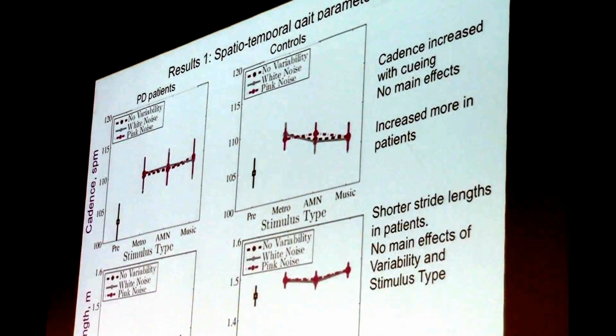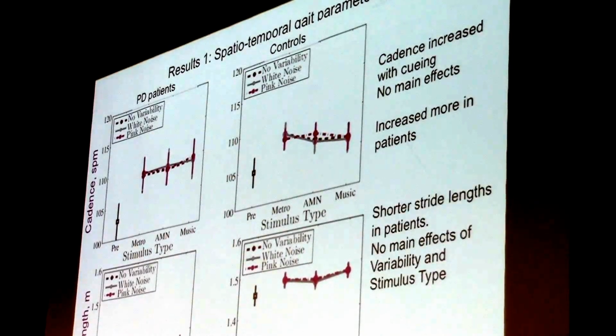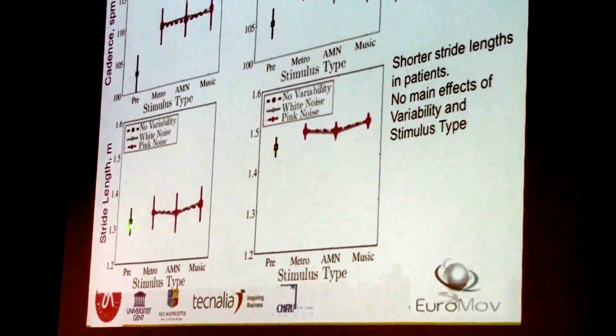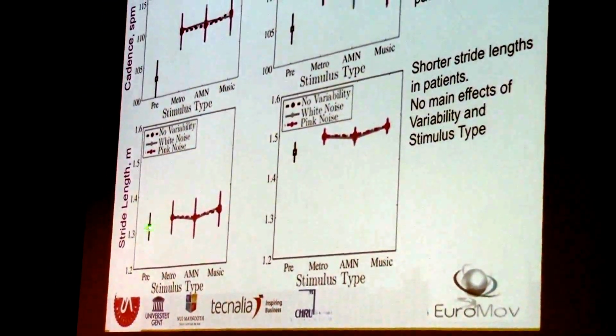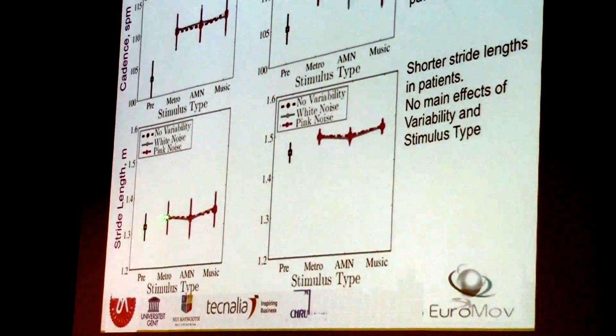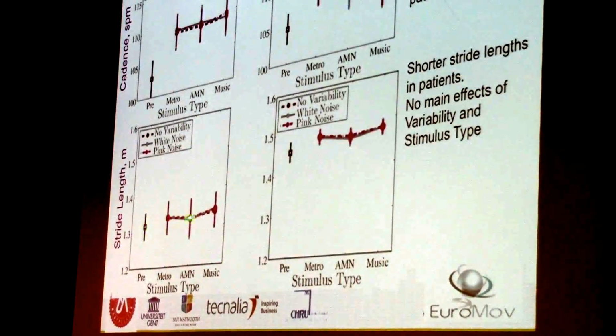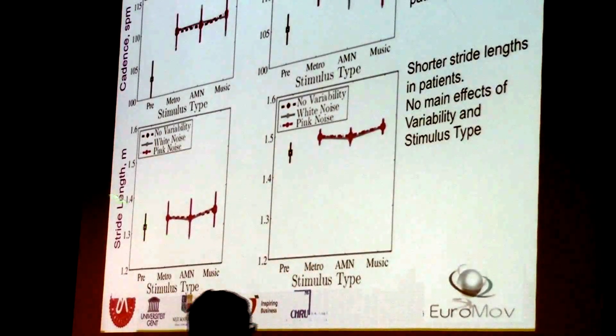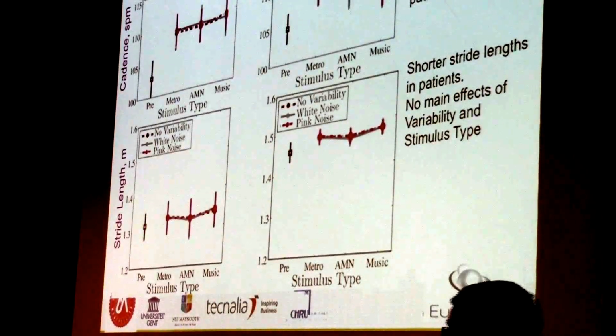At the level of stride length, it's also the same story. Well, actually, it's not the same story. We didn't even reproduce the typical finding. You should get an increase here, because that's what cueing is supposed to be doing. But we didn't get this. And there are no differences among the different conditions. Obviously, the controls have longer stride length than the patients.